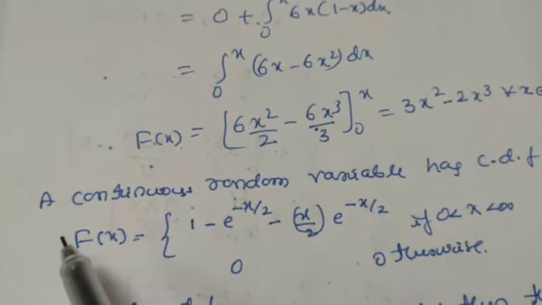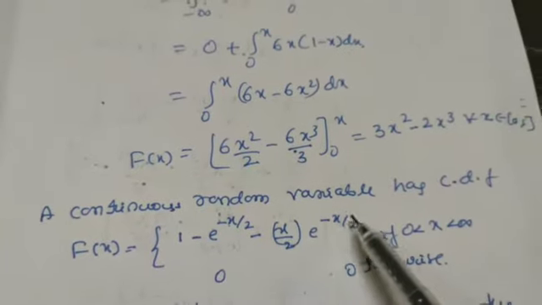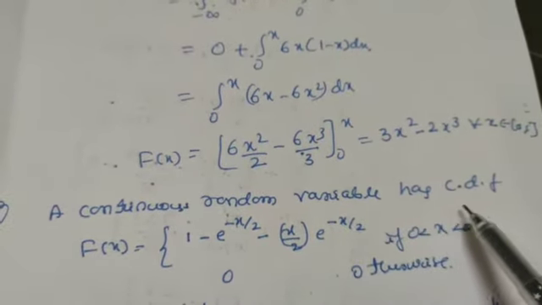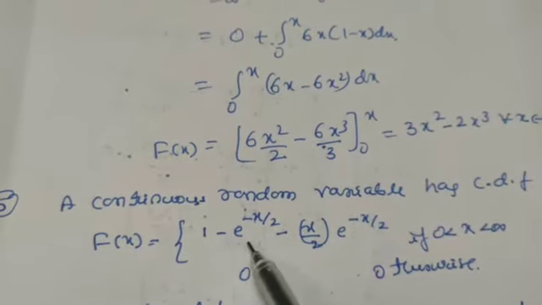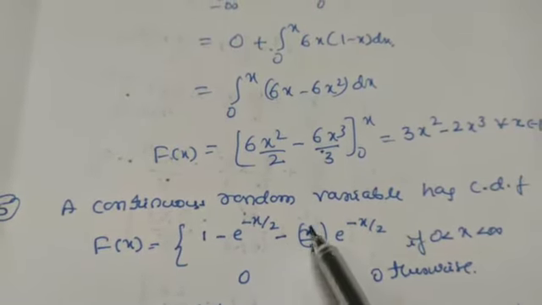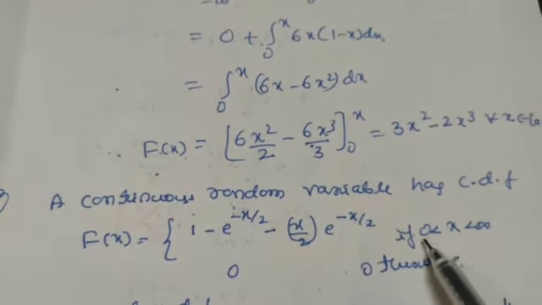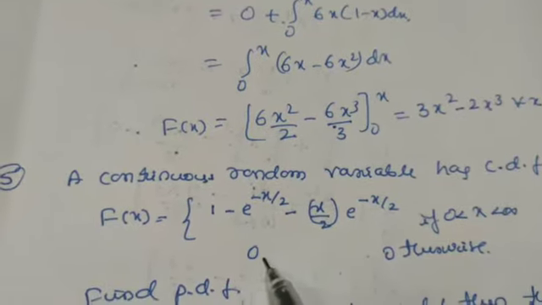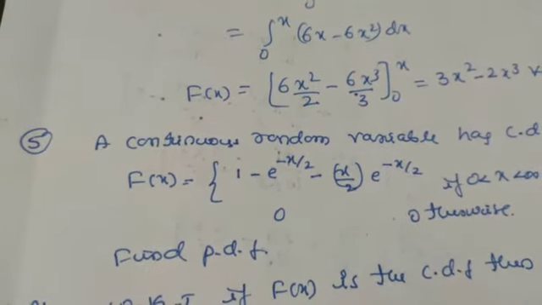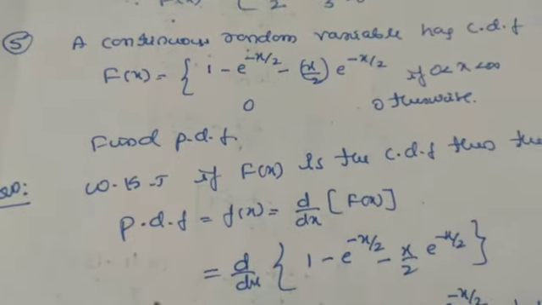Let us take one more example. A continuous random variable has cumulative distribution function F of x is equal to 1 minus e raised to minus x by 2 minus x by 2 into e raised to minus x by 2, if x is between 0 and infinity, and in all other cases F of x value is 0. Then find the probability density function of this.